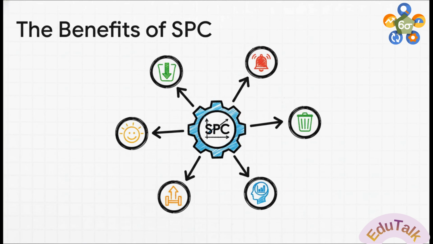You start catching problems before they turn into thousands of defective products. That directly translates to less waste, less scrap, and less rework. You stop making decisions based on gut feelings and start using cold, hard data. And, like we said at the very beginning, this is the key to making your improvements last for the long haul. And all of that adds up to better quality and way happier customers.